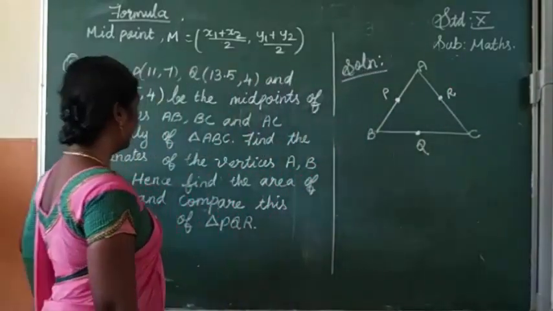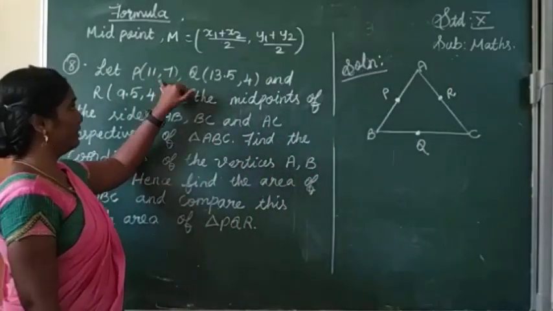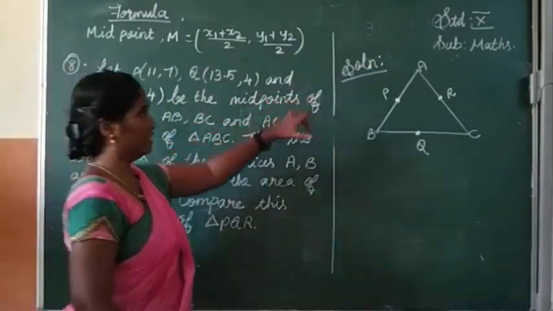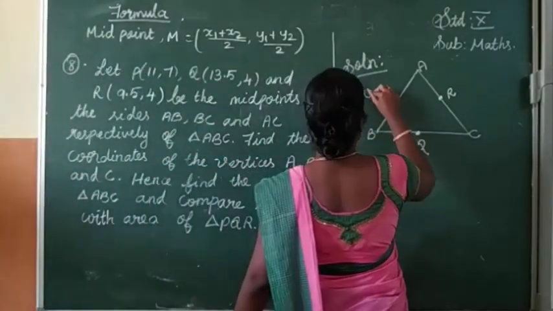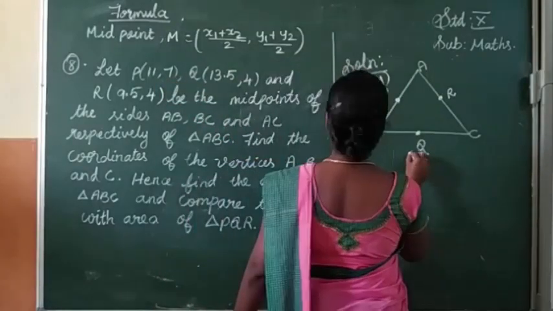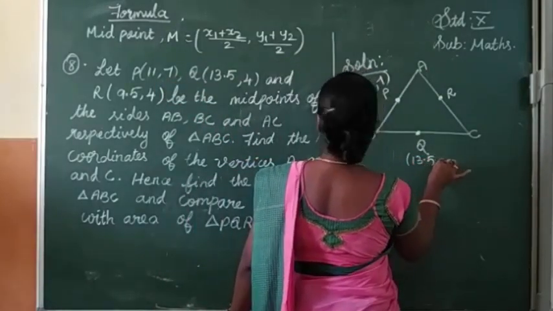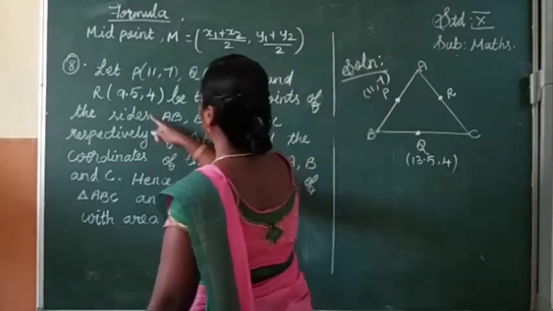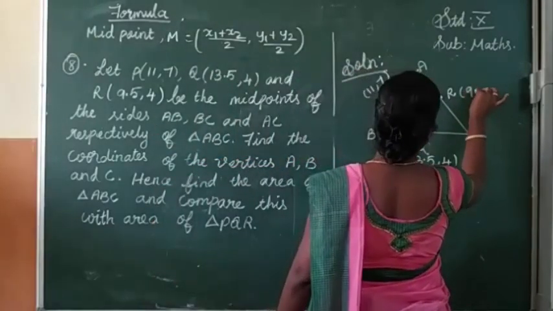Now they have already given the coordinates of P, Q and R, so you just enter the values there. The P coordinate value is 11, 7. Then the Q coordinate value is 13.5, 4. Then the R coordinate is 9.5, 4.